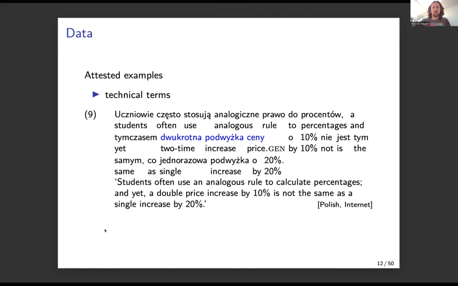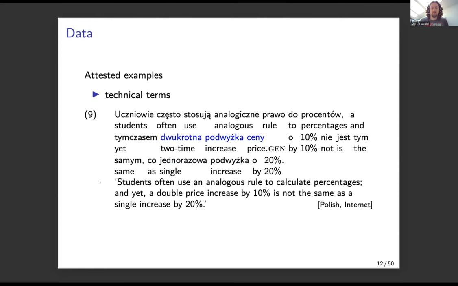Okay. So this is something that looks a little bit like armchair linguistics, but we're going to convince you that this is actually something you find in how people use the language in everyday use. So here's an example from the internet. I will only read the English translation. So we see this dwukrotna podwyżka cen, two-time price increase: students often use an analogous rule to calculate percentages, and yet a double price increase by 10% is not the same as a single increase by 20%. So what this sentence illustrates is exactly the recursive meaning of the phrase that we've discussed a minute ago.